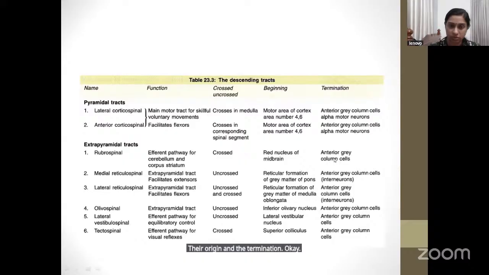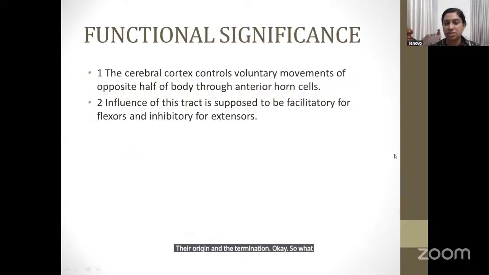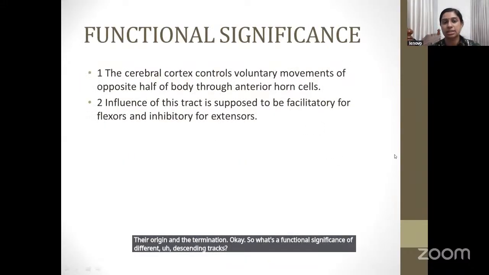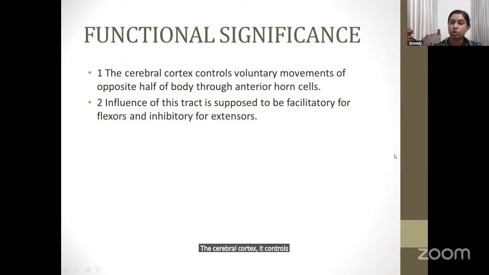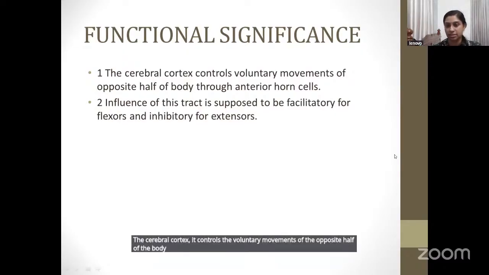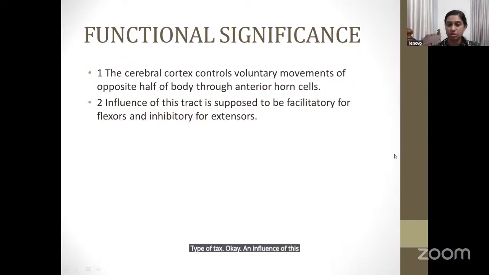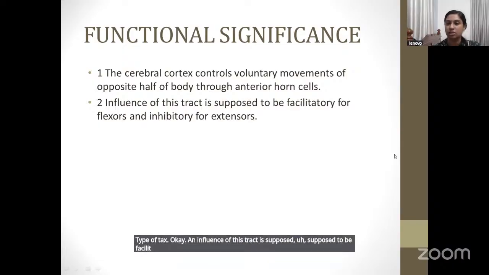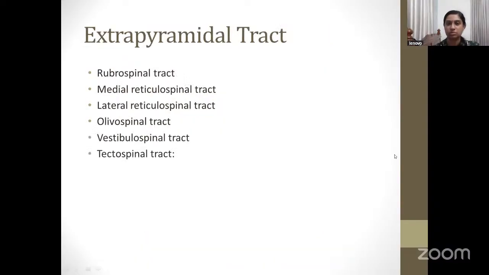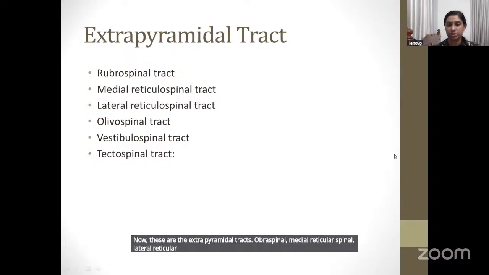Okay. So what's the functional significance of the different descending tracts? The cerebral cortex controls the voluntary movements of the opposite half of the body via the anterior horn cells, via these tracts. And the influence of this tract is supposed to be facilitatory for flexors, and facilitatory and inhibitory for the extensors. Okay. Now, these are the extrapyramidal tracts: rubrospinal, medial reticulospinal, lateral reticulospinal, olivospinal tract, vestibulospinal tract, and tectospinal tract.